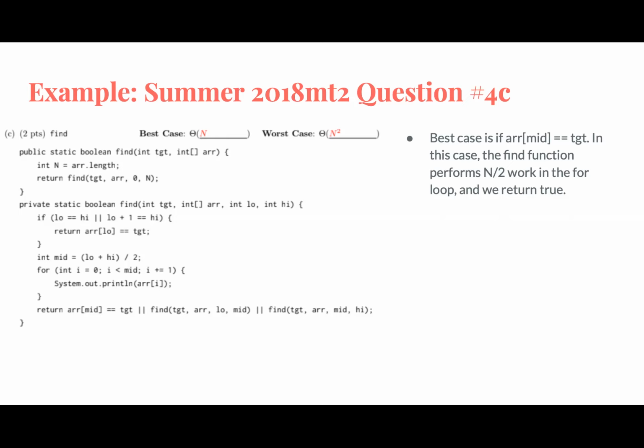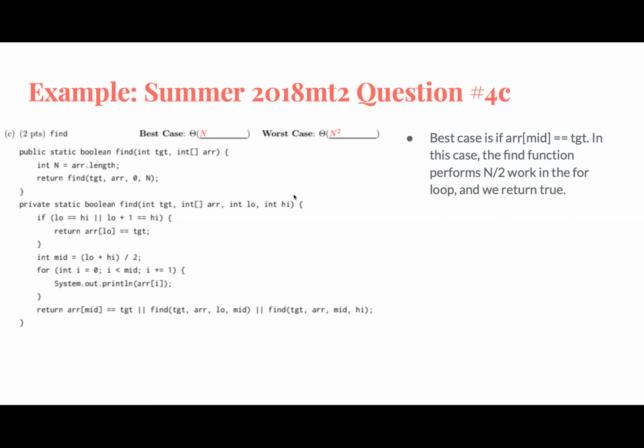Return array of mid is equal to target. Our best case is if this is true. For OR statements, if the first section is true, nothing else matters. We just stop executing there. So best case is if array of mid is equal to target. In this case, the find function performs n divided by 2 work in the for loop, and we return true. So the for loop only executes once. And n divided by 2 simplifies to n in this case. So that was our best case.